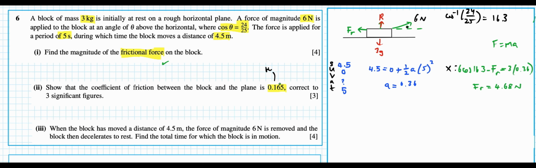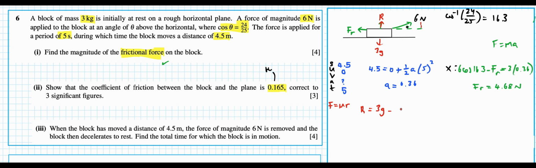That's part 1. So have a think back about what we just did there. We found acceleration, and then we were able to use that to find our frictional force. We also have F equals mu R, which could be involved in the first part as well if you've been looking at it in a certain way. But given the details, it looks more likely to use SUVAT in that way.